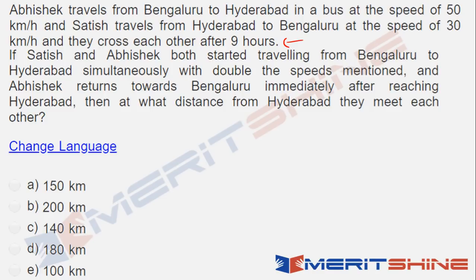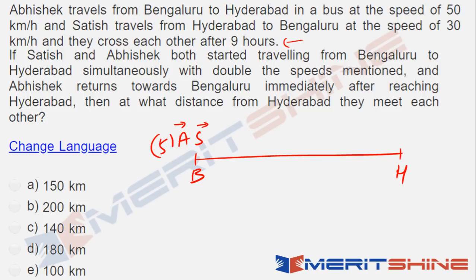Now what has happened is, if I just draw it again like this, this is Bangalore, this is Hyderabad. This time both of them are starting from Bangalore. And the speed of Abhishek is 5 and the speed of Satish is 3. With double the speeds mentioned, it doesn't matter here. If they double the speeds, the ratio would still remain the same. So if Abhishek's speed is 5, Satish's speed is 3, it would still remain the same. It doesn't make a difference to us unless we are working on the actual numbers. But we are just working on ratios because they work for us.